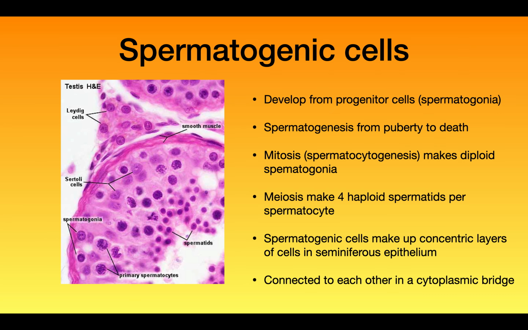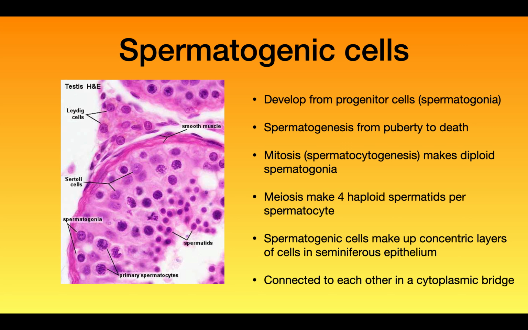So your spermatogenic cells come from progenitor cells, which are your spermatogonia. And spermatogenesis in males occurs from puberty until death, and it's all through mitosis, and those will make the diploid spermatogonia, and then meiosis will make the 4 haploid spermatids per spermatocyte. So they make up quite a lot of cells because it's all multiplied by 4.